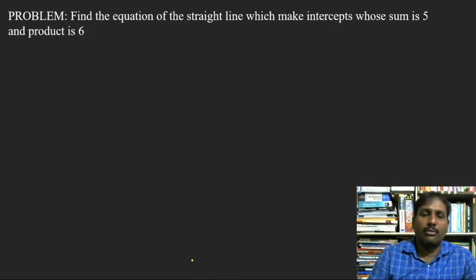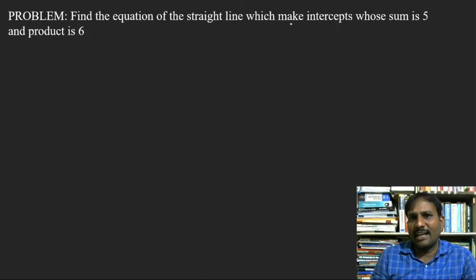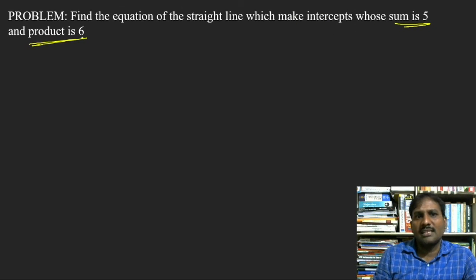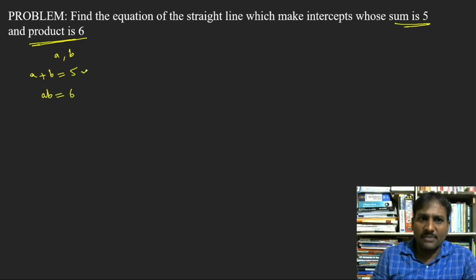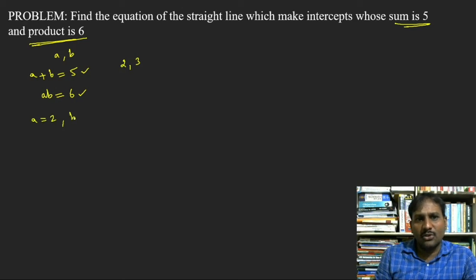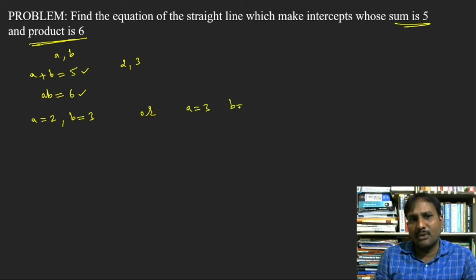Now we will have a problem on this. Find the equation of the straight line which make intercepts whose sum is 5 and the product is 6. Let the intercepts be a comma b. Now what is given? A plus b is equal to 5, ab is equal to 6. So the sum is 5, the product is 6. Clearly the numbers are 2 comma 3. So here there will be two cases, like a is equal to 2, b is equal to 3, or a is equal to 3, b is equal to 2.